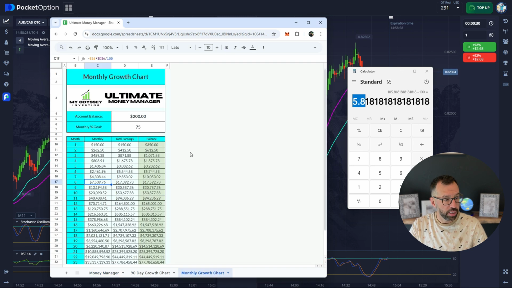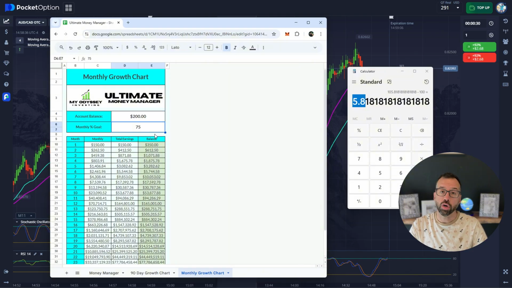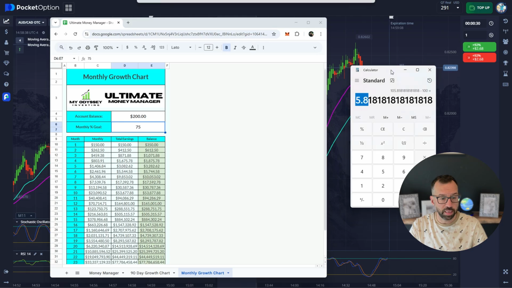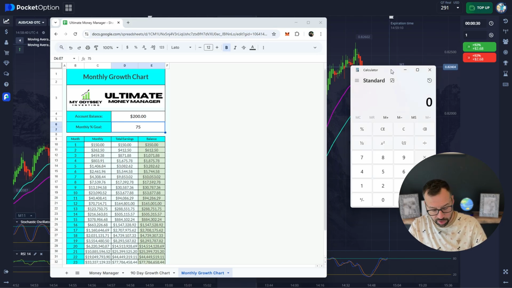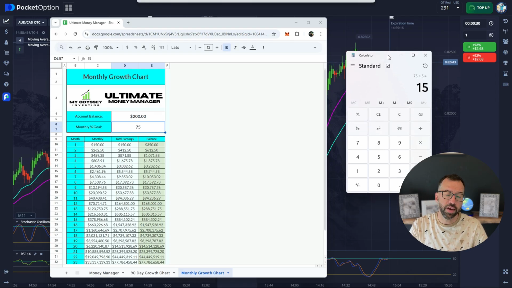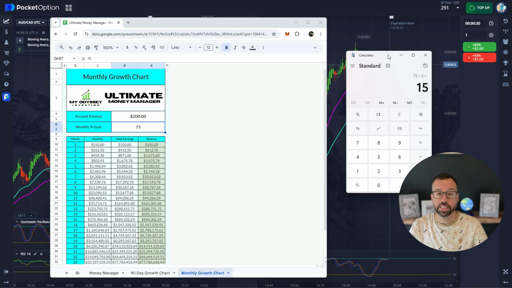Here's a monthly growth chart that is built into this calculator as well. How much did you start with? Maybe you started with $200 and you want to earn 75% monthly. Well, let's call it 5% a day. If we want to do 75, we divide by 5, so you have to have 15 trading days. If you did 15 trading days in a month at 5%, that would make you 75%. Starting at $200, this will give you a quick idea.